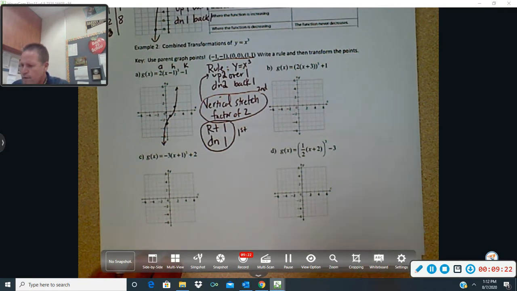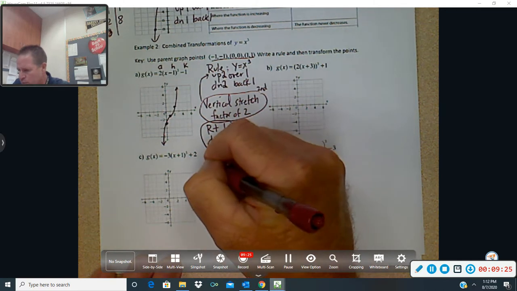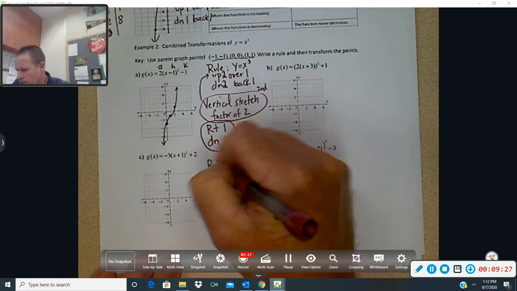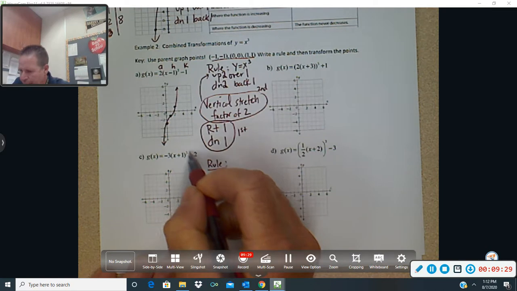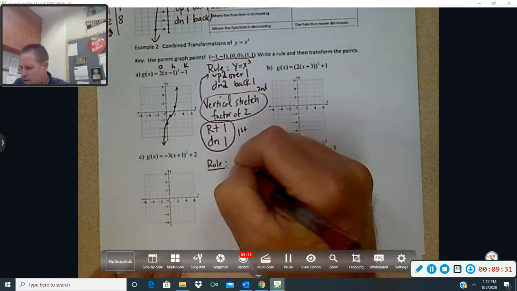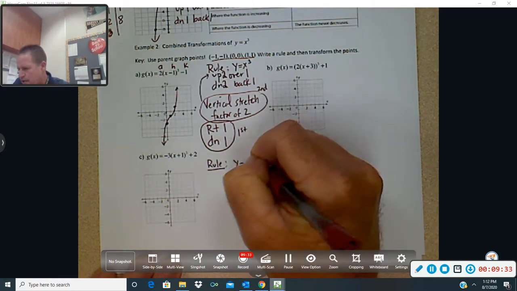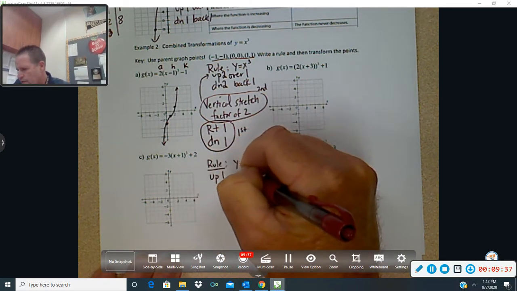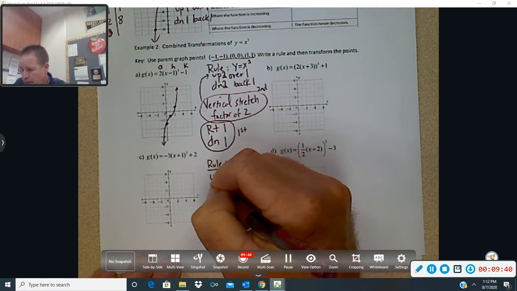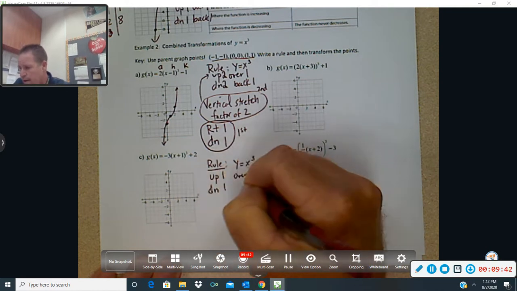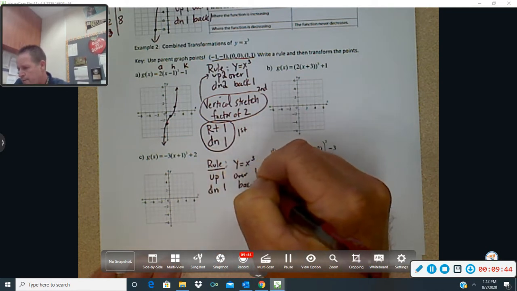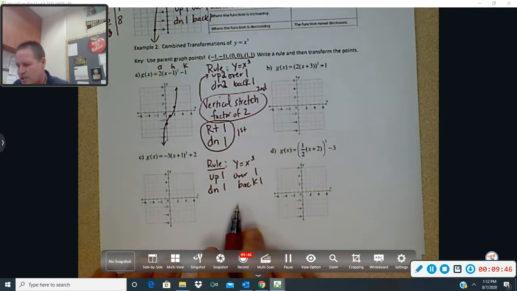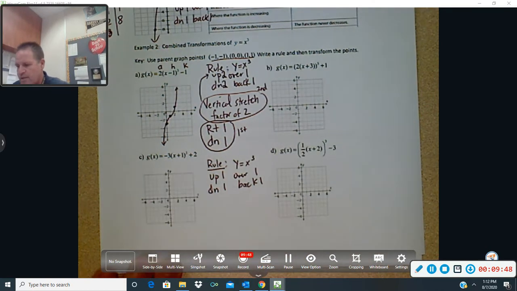All right, so first thing you want to do is think about the rule. Let's write down the rule. Okay, now what is the rule? We're using the one for x cubed because it's a cubic function. So the rule for y equals x cubed is to go up 1, over 1. This is standard. And then go down 1, back 1. Now we may end up changing this based on the information here.